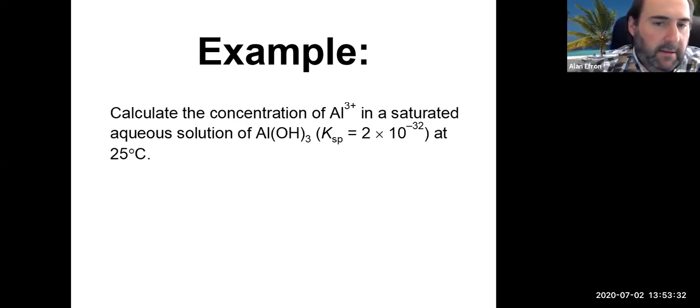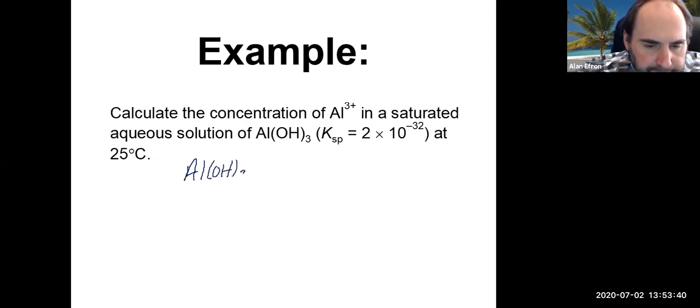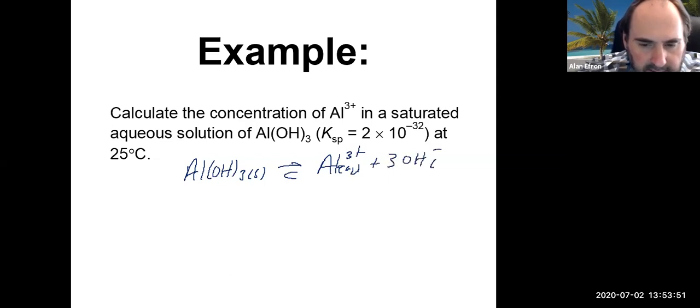Okay, let's take a look and see how we're doing. So again, we're going to start with our aluminum hydroxide, which again is going to break apart into an aluminum ion plus 3 hydroxide ions in this case.